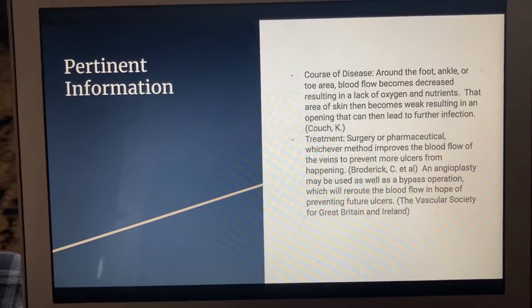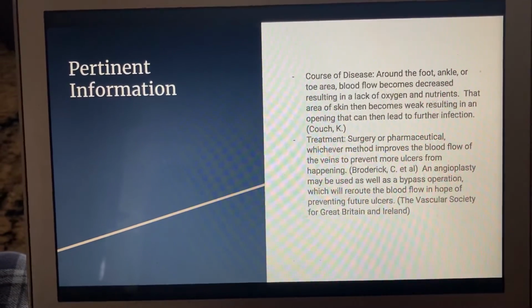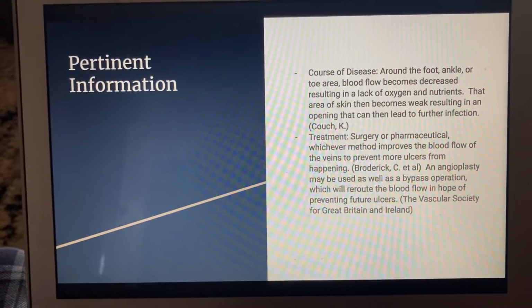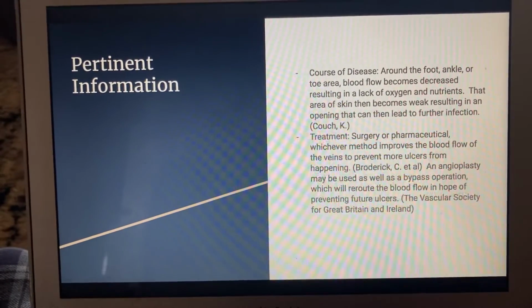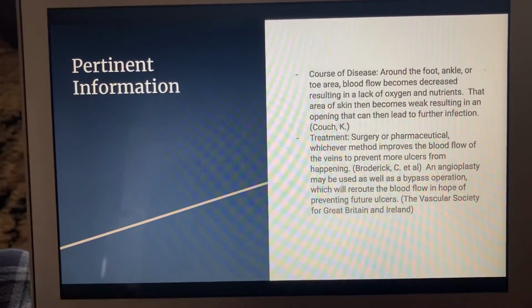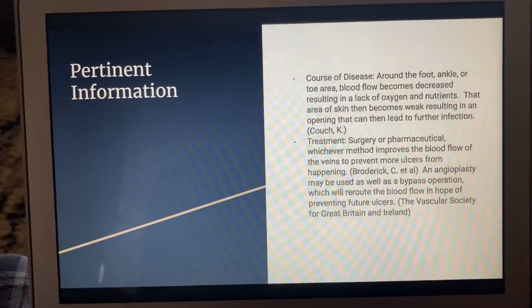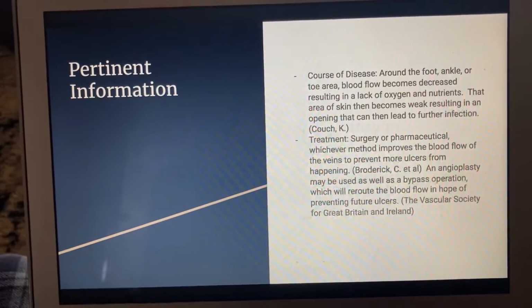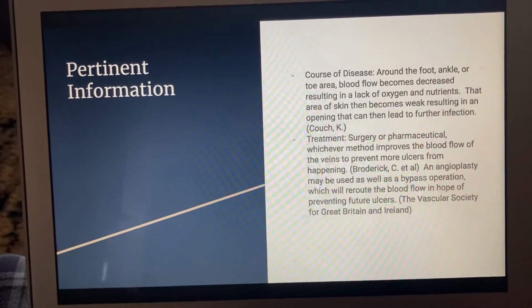The course of the disease is around the foot, ankle, or toe area. Blood flow becomes decreased. This results in a lack of oxygen and nutrients. That area of the skin then becomes weak, resulting in an opening that can lead to further infection. Further infection can consist of gangrene, pus, anything that really should not be available to an open skin area.